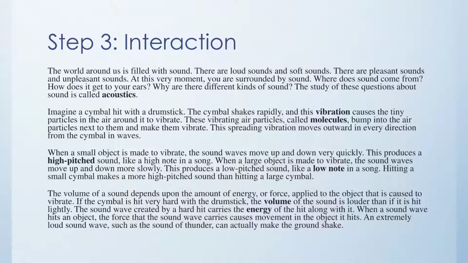When a small object is made to vibrate, the sound waves move up and down very quickly. This produces a high-pitched sound, like a high note in a song. When a large object is made to vibrate, the sound waves move up and down more slowly. This produces a low-pitched sound, like a low note in a song. Hitting a small cymbal makes a more high-pitched sound than hitting a large cymbal.